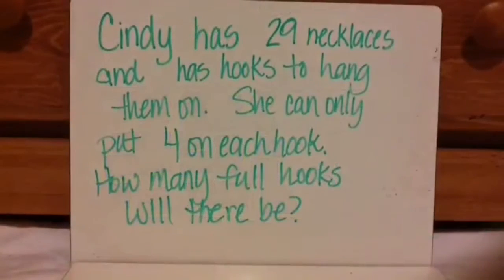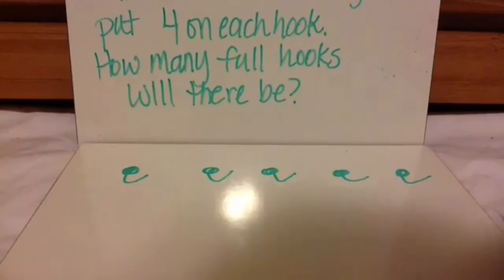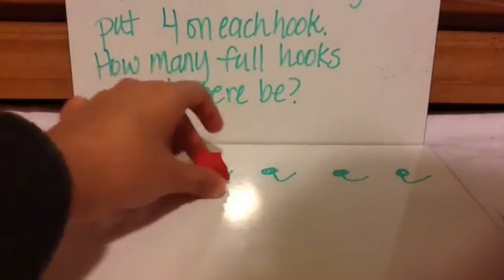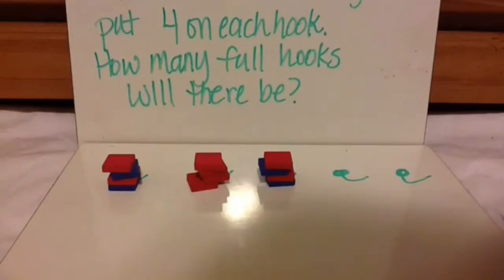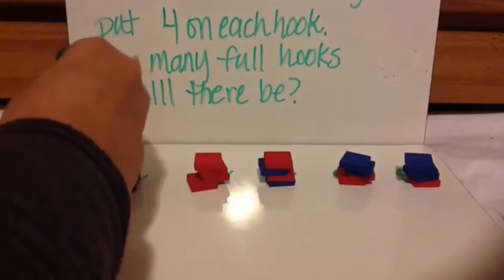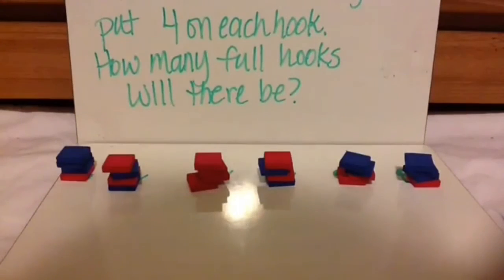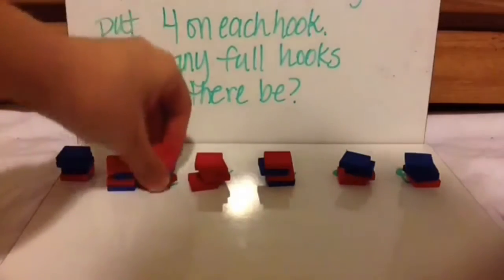Let's look at another question. Cindy has 29 necklaces and has hooks to hang them on. She can only put 4 on each hook. How many full hooks will there be? So I just drew some hooks, and I'm going to put 4 to a hook. So that's 4 necklaces on a hook, so that's 4, 8 total necklaces, 12, 16, 20. Let's do another hook. 24, 28. That's 28 necklaces I've hung.